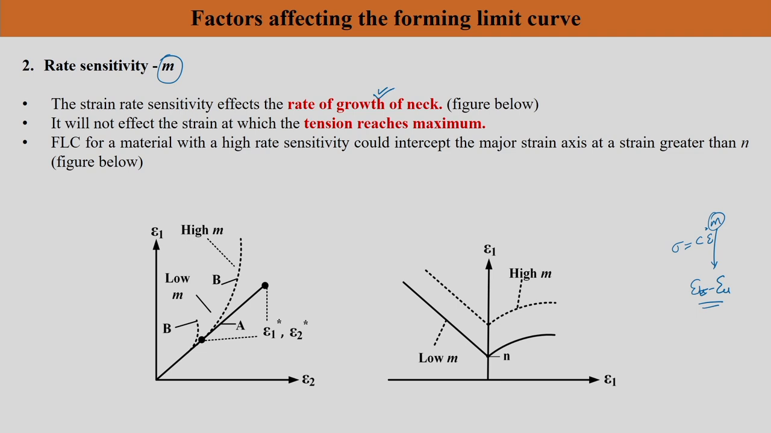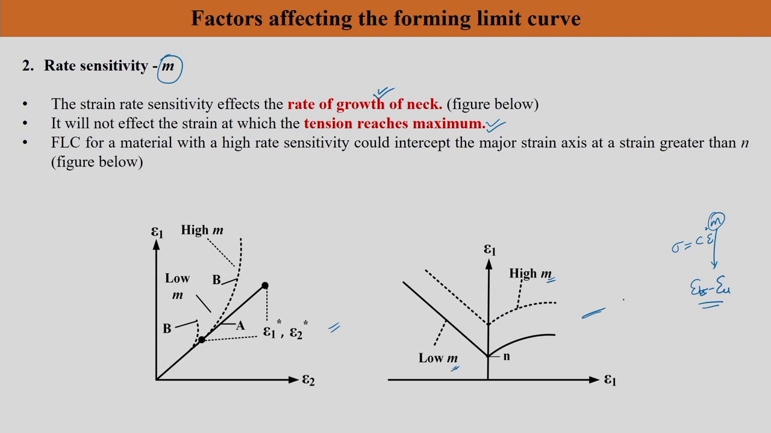Generally you will see that this M value will not have much effect on the tension at which its maximum value is reached. Okay, so it is going to have effect after that. Now if you see these two diagrams, they tell you in general about the effect of M value, and you will see that higher the M value, you will have better forming limit as compared to material with lower M value.